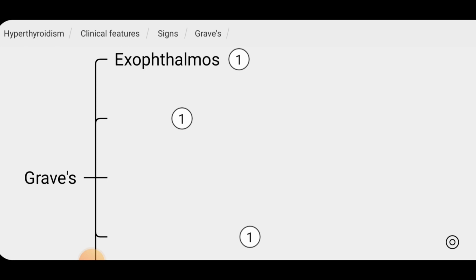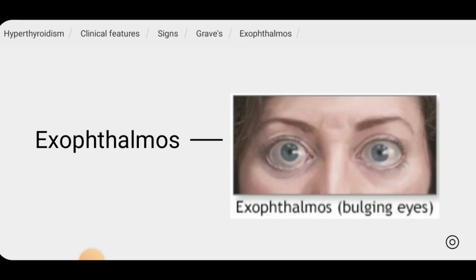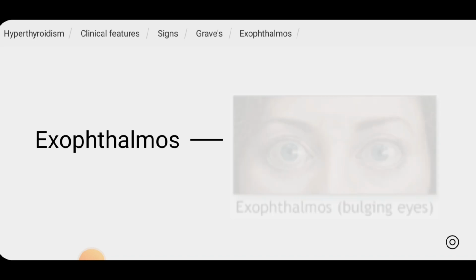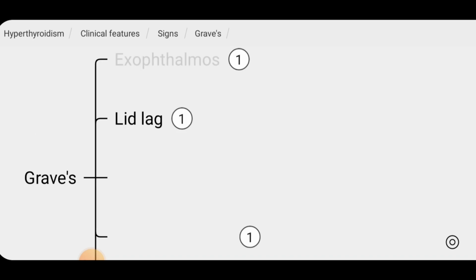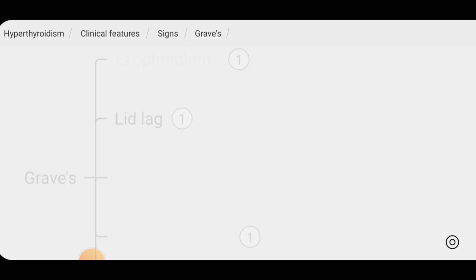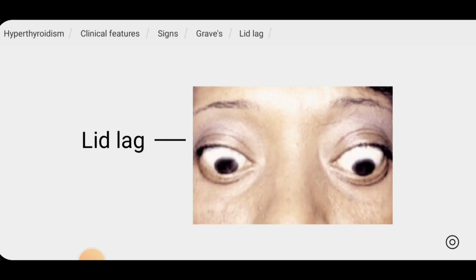Those are exophthalmos. This picture shows the eyes of a patient with exophthalmos. So there will be bulging eyes. And also the patient will have lid lag. We will ask the patient to focus on our finger while moving it from up to down. Then we will be able to see that the closure of the upper lid lags behind the movements of the eye. So that is called lid lag.